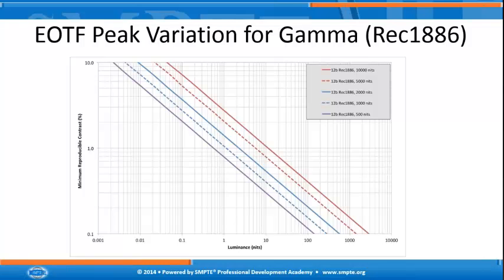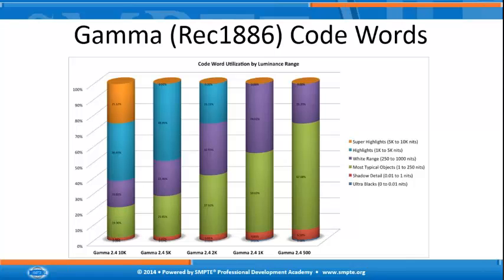Another way to look at this is to look at the code word utilization. We'll start with gamma this time. So this is the same type of system, and what I did here is I wanted to divide up the code word space and show how many code words in the range are serving which areas of luminance. This green section here is what I call the most typical object range. So not too far different from what we see on displays today, 1 to 250 nits roughly in brightness.